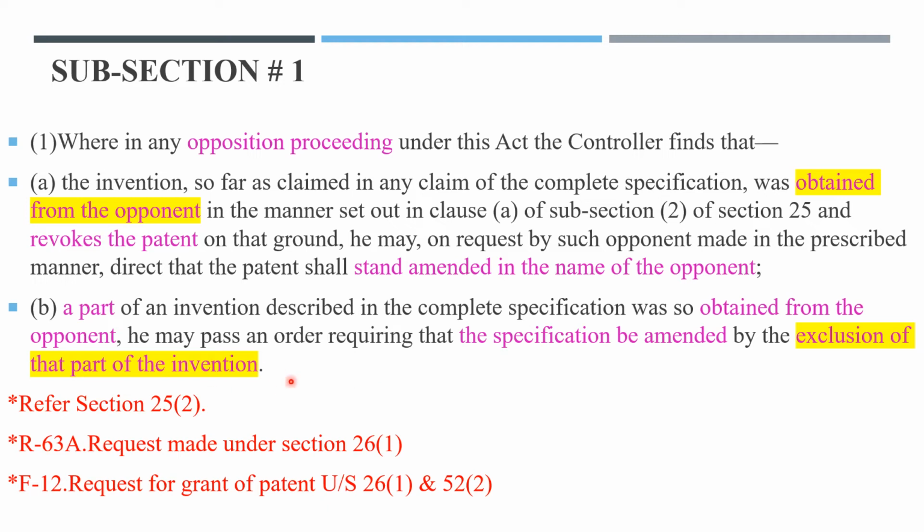And also I would like to tell you that please refer to section 25 subsection 2, because we know that section 25 subsection 2 deals with the post grant opposition part. So please take a look there. Then the relevant rule associated with this section is rule number 63A, whose title is request made under section 26(1), section 26 subsection 1. And the related form is form number 12, whose title is request for grant of patent, specifically under section 26 subsection 1 and section 52 subsection 2.